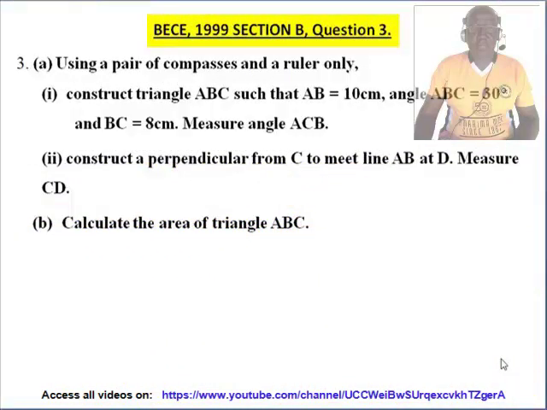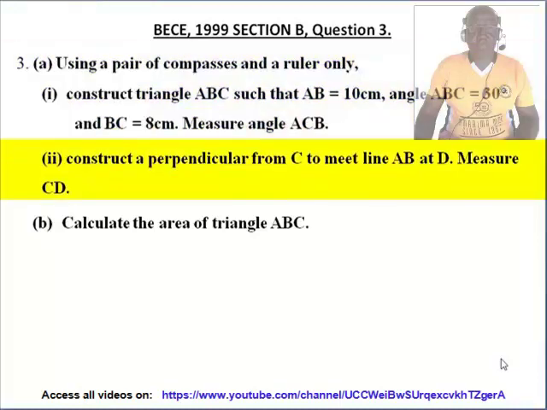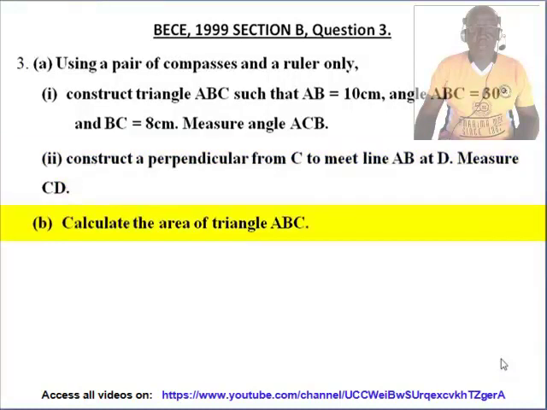BECE, 1999, Section B, Question 3. 3a. Using a pair of compasses and a ruler only, (i) construct triangle ABC such that AB = 10 cm, angle ABC = 30 degrees, and BC = 8 cm. Measure angle ACB. (ii) Construct a perpendicular from C to meet line AB at D. Measure CD. 3b. Calculate the area of triangle ABC.